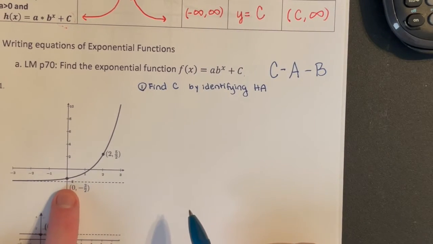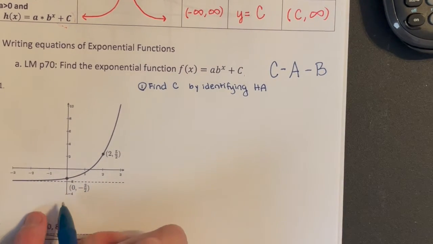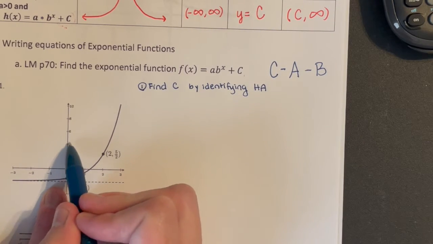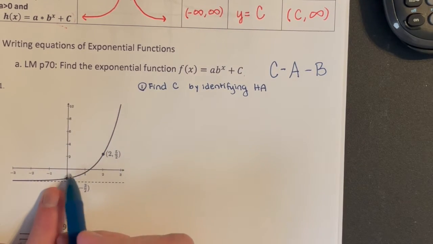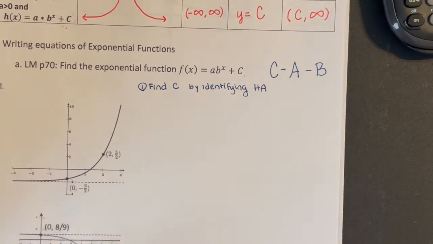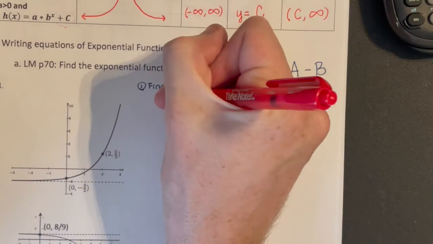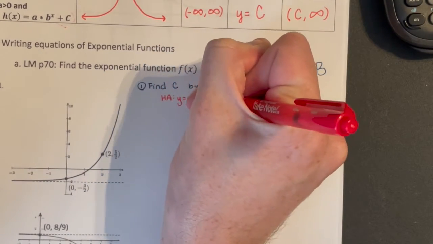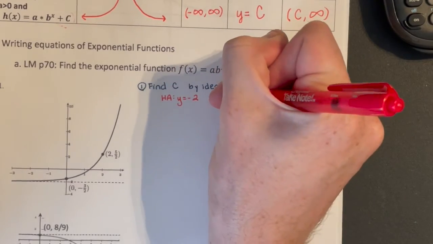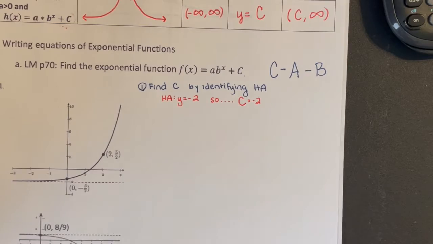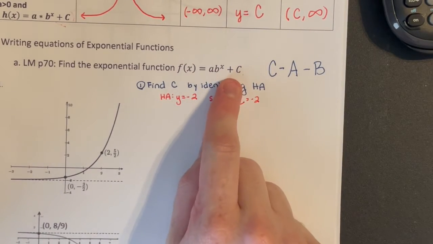In this function, I see this graph has a horizontal asymptote at -2. Now look at the scale. The y values are counting by 2s. The x values are counting by 1. So that's important to notice. But if I put this in here, it has a horizontal asymptote at y equals -2. So that tells us c is -2 based off of our transformations.